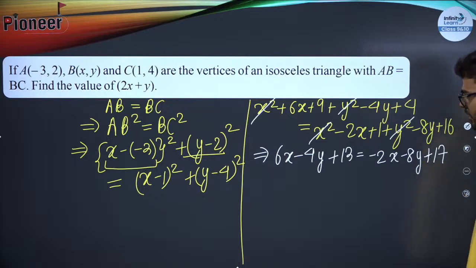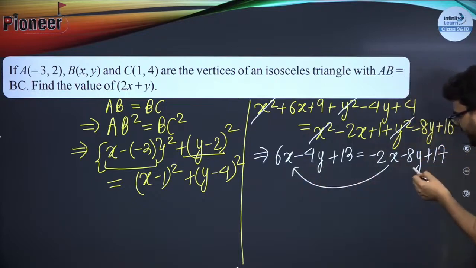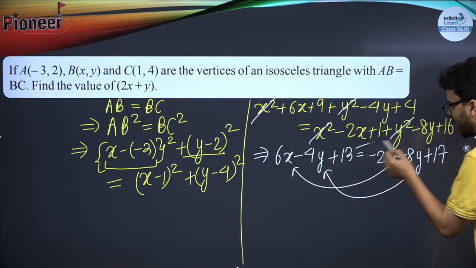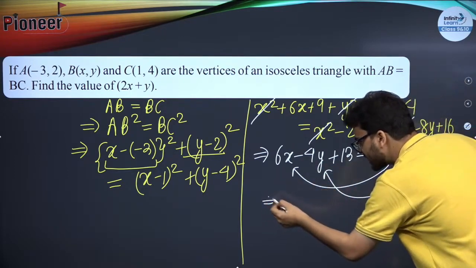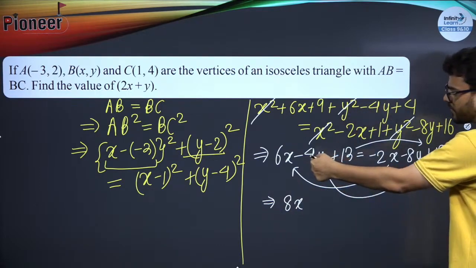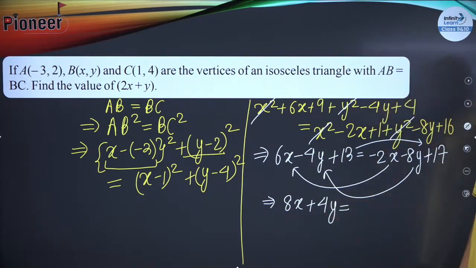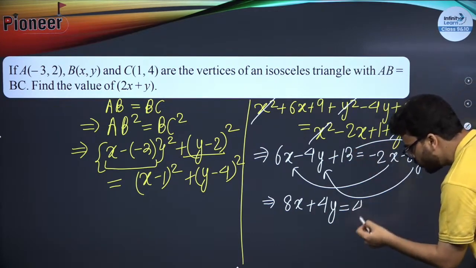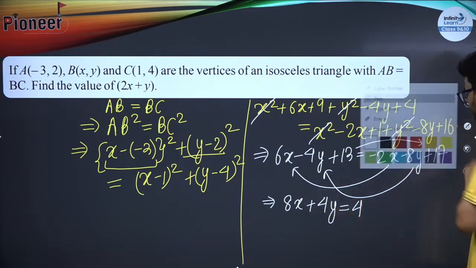Now basically, can I take these things on this side? Only variables I'm talking about. And the constant I can take on the other side of the equation. If I take 2x over there, I will get 6x plus 2x, that is 8x. If I take this over here, you'll get 8y minus 4y, so basically plus 4y. I hope this is clear to every student in this session. And this will be subtracted from the other side, so 17 minus 13 is equal to 4. So basically you are getting 8x plus 4y is equal to 4.